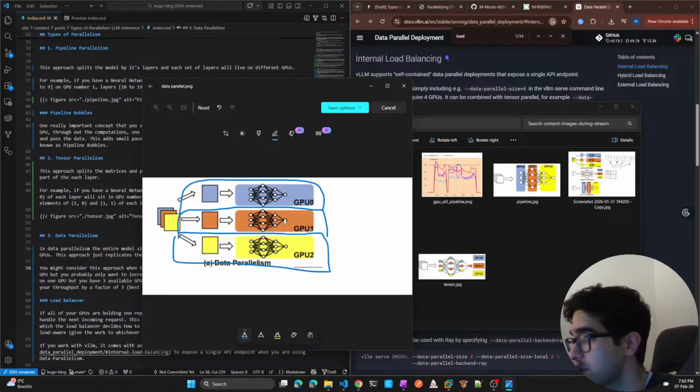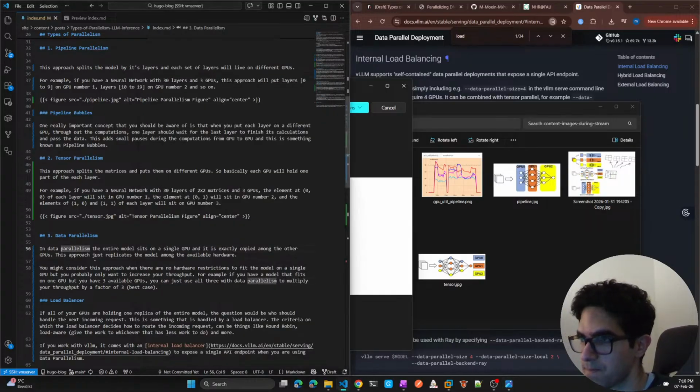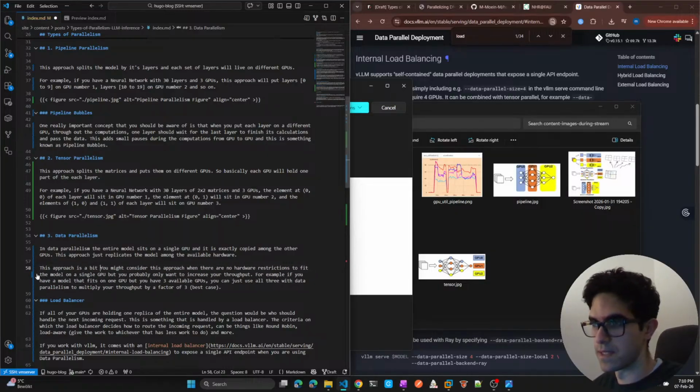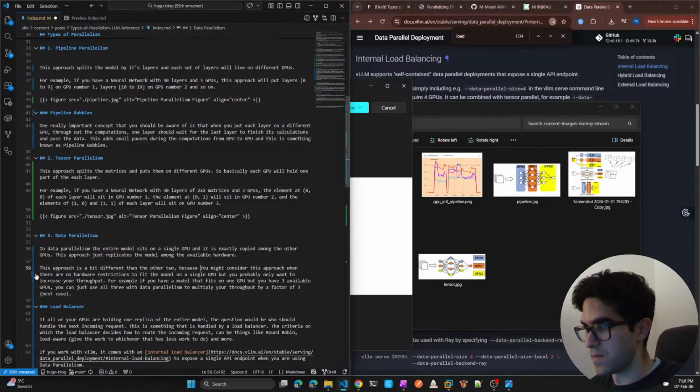The problem with the other types of parallelism was that you couldn't even fit the model into one single GPU, so you had to take other measures. But here you can basically get some work done anyway, but you want more throughput, and this is when you use data parallelism. This approach is a bit different than the other two.